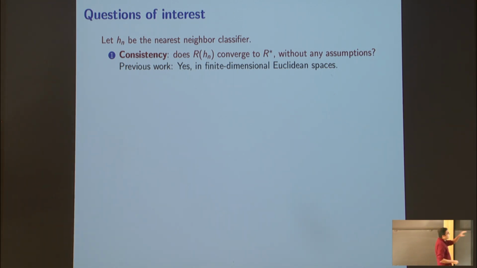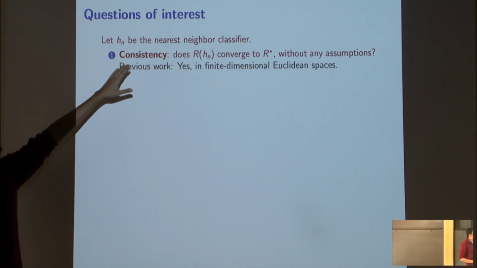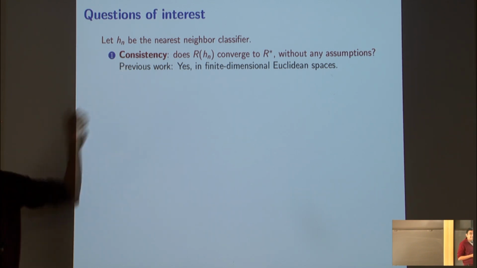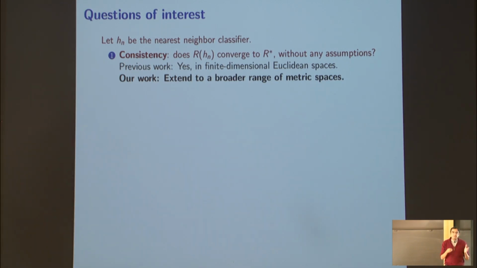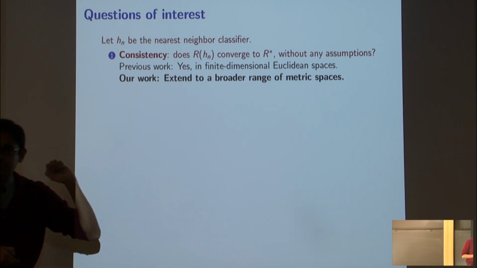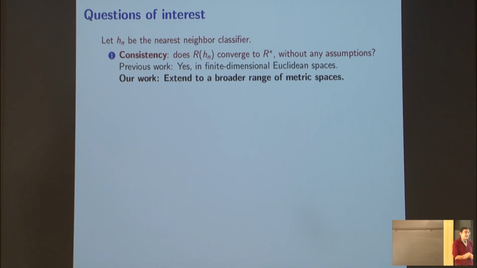The first question is, for the nearest neighbor classifier, as the number of points goes to infinity, does the error rate of the classifier actually converge to the minimum possible, this Bayes error rate? What was known previously is that the answer is yes in finite dimensional Euclidean spaces. One of the things we did was to extend this to a broader range of metric spaces. Now, this is just an asymptotic result. In reality, you always have a finite amount of data. So what we care about is not just does it converge, but how fast does it converge?